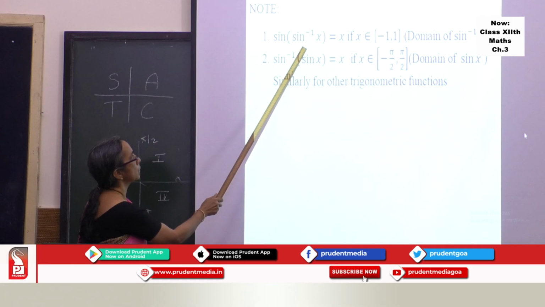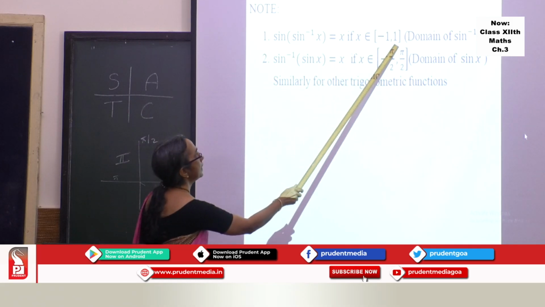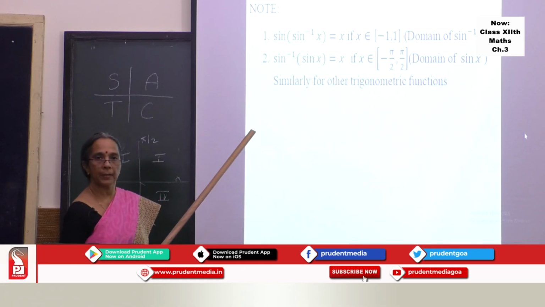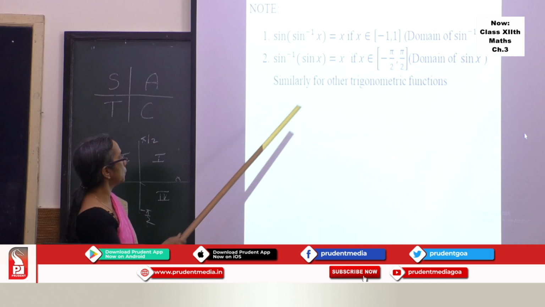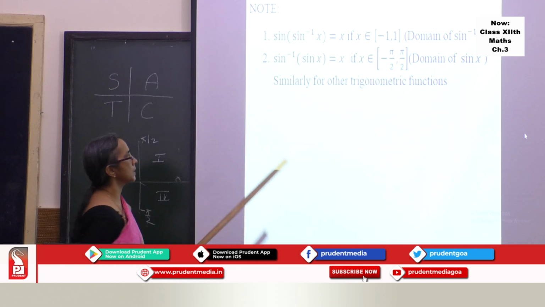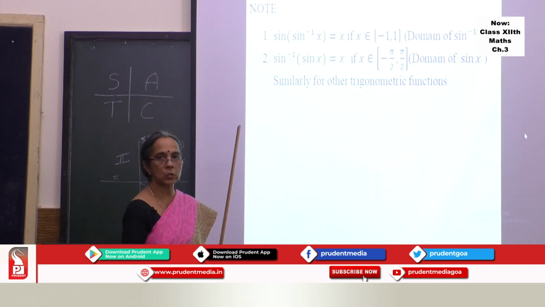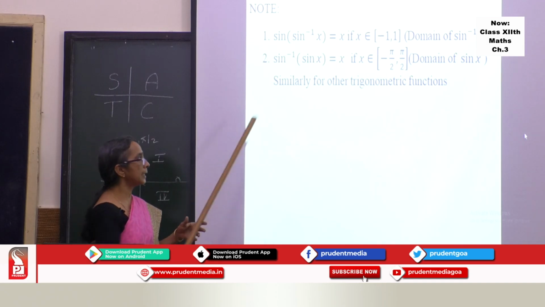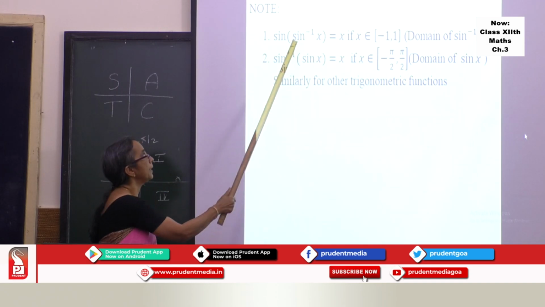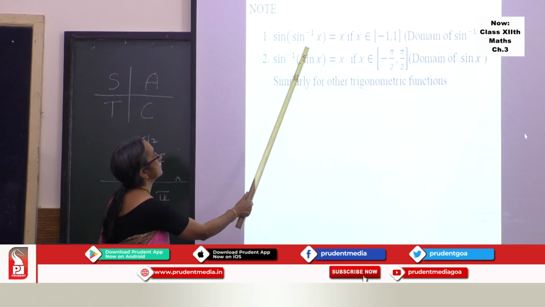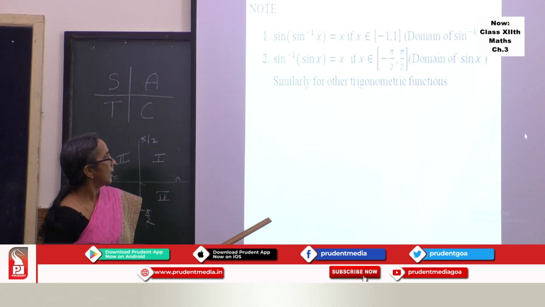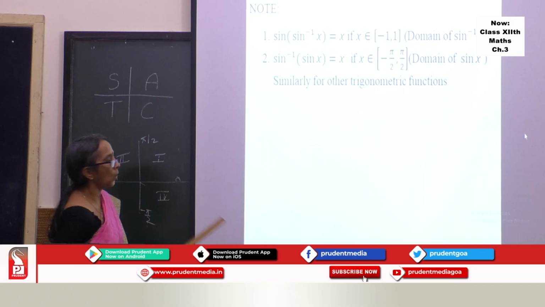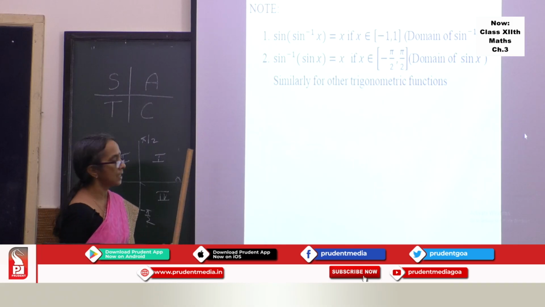Cos of cos inverse of x is x, same domain, x belongs to the closed interval minus 1 to 1, but cos inverse of cos x is x if x belongs to 0 to pi. That depends on what the domain of the second function here is. Okay. So, that we can write for all the 6 trigonometric functions.